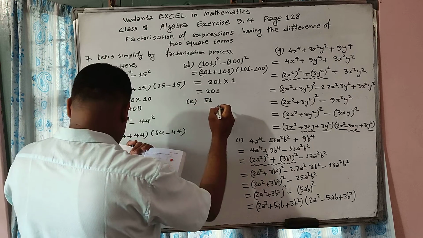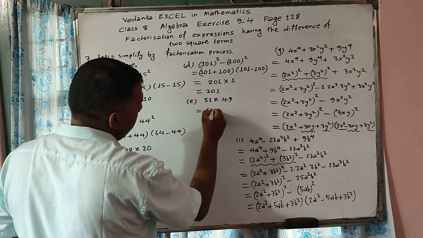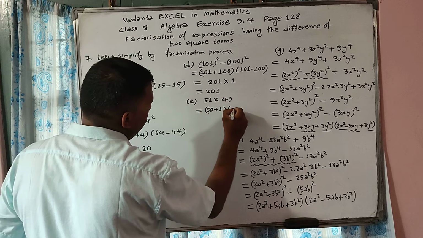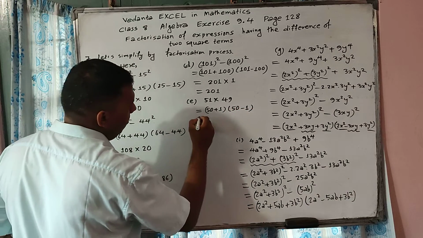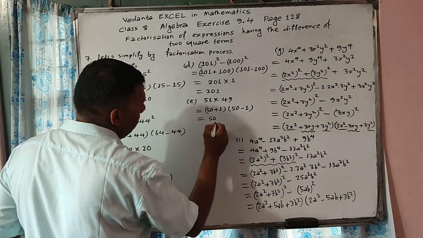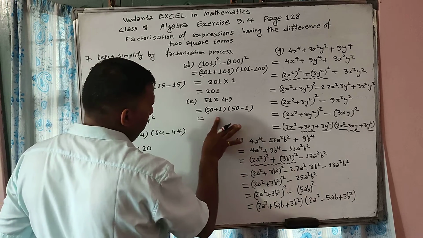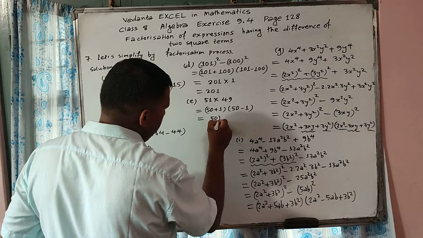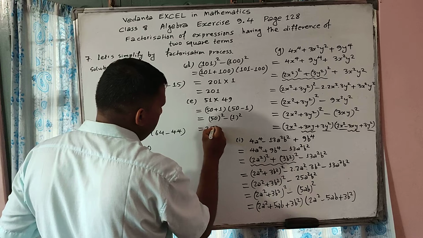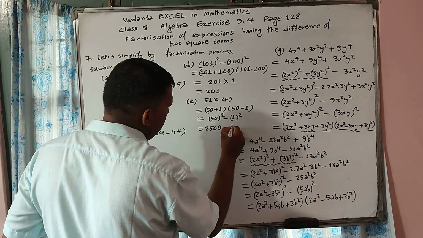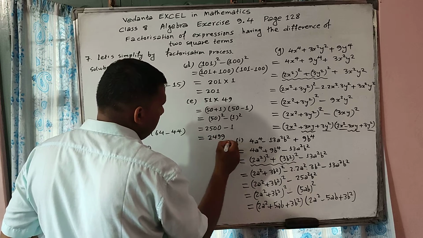On E, 51 into 49 is equal to 50 plus 1 into 50 minus 1. Making it a plus b, a minus b, it comes to 50 square minus 1 square. 50 square is 2500, 1 square is 1, so 2499.